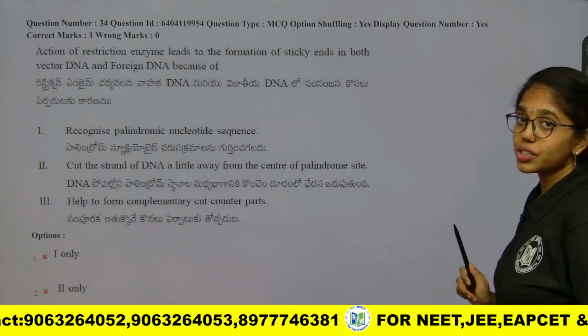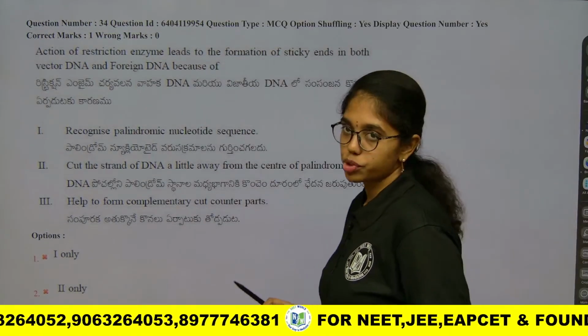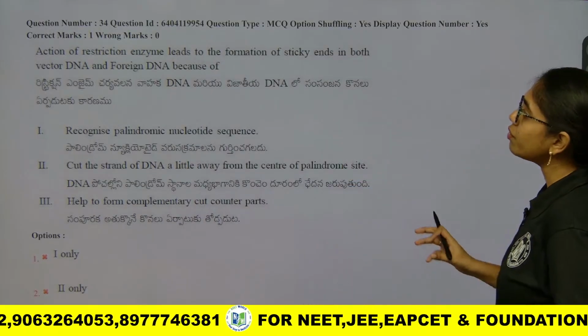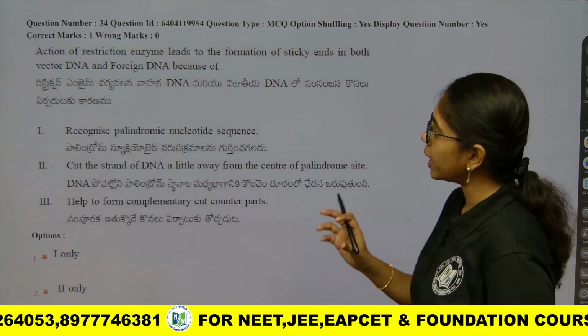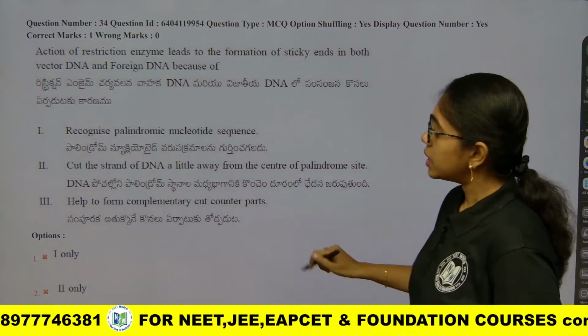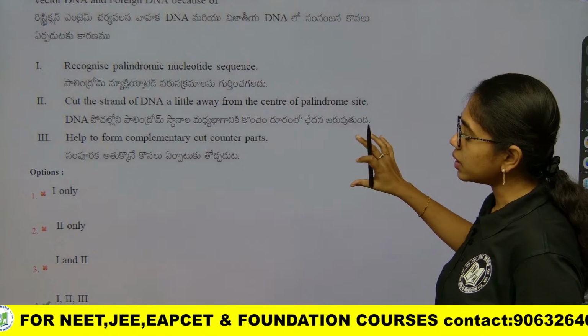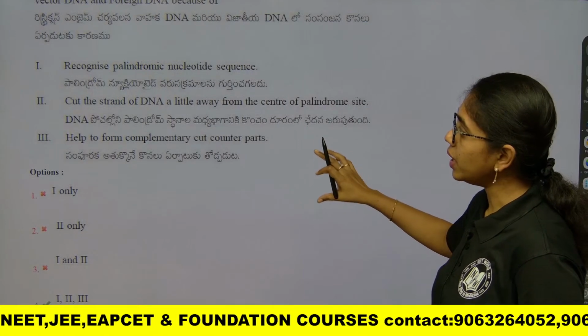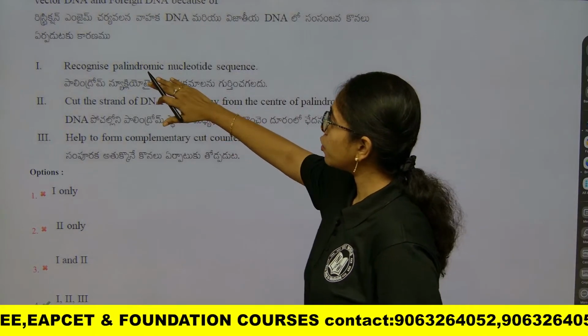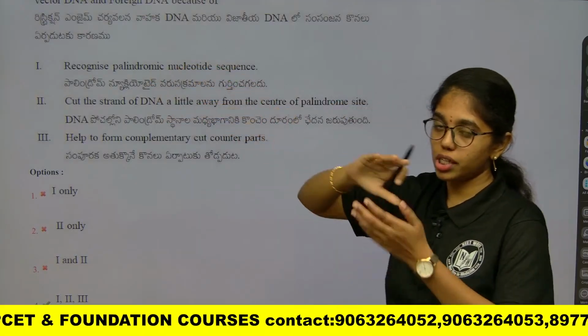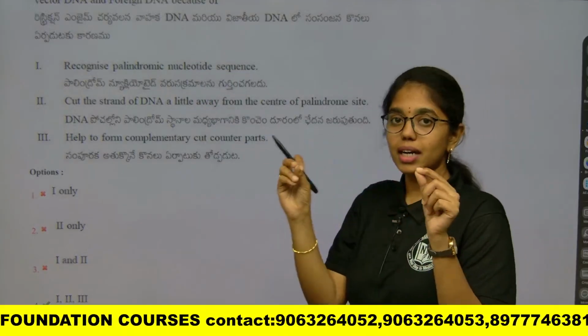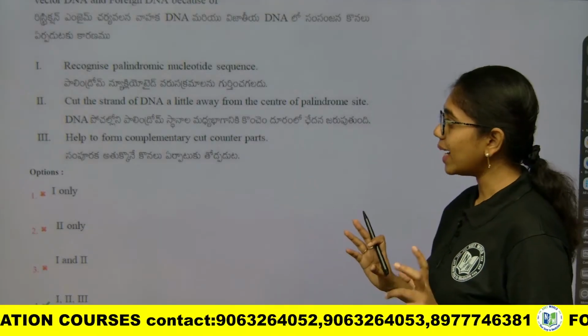Now, this question is about restriction enzymes from biotechnology leading to formation of sticky ends in both DNA vector and foreign DNA. This is because of what? This is because all the three options are relevant. This recognizes palindromic nucleotide sequence. Of course, restriction endonucleases will recognize palindromic nucleotide sequence.